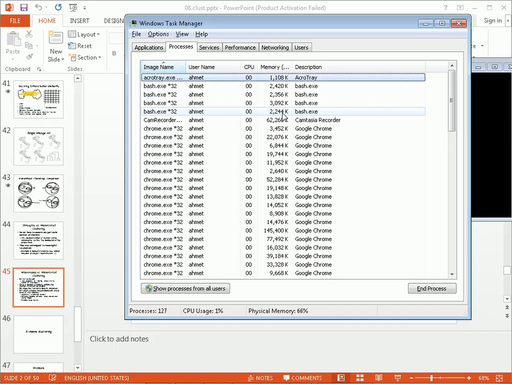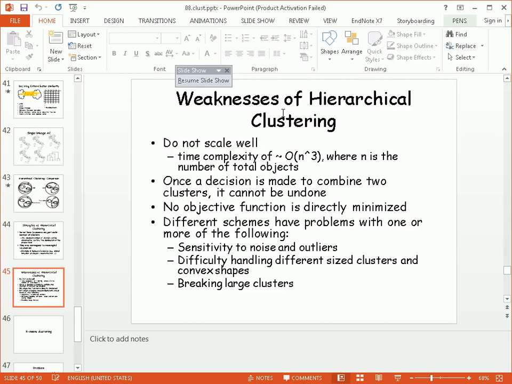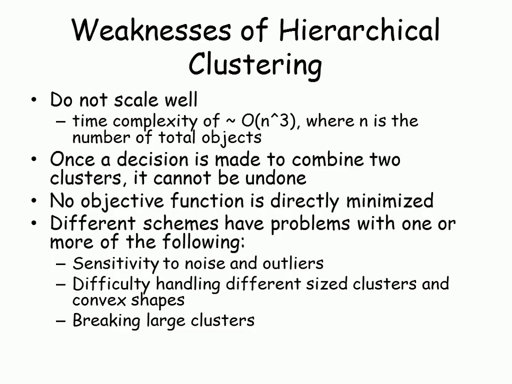Another weakness is that once you cluster two things together, the decision cannot be undone. What I mean by that is if you cluster with a new sample, the new clustering doesn't change the previous groupings. So once you commit, things will stay like that.